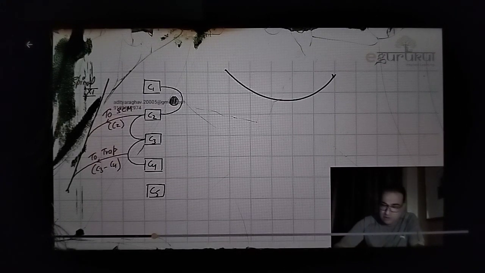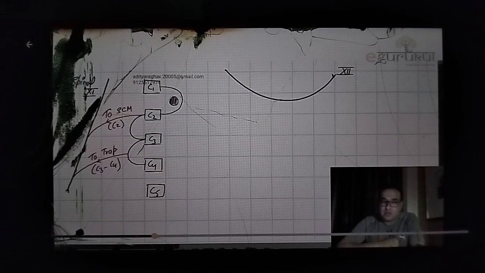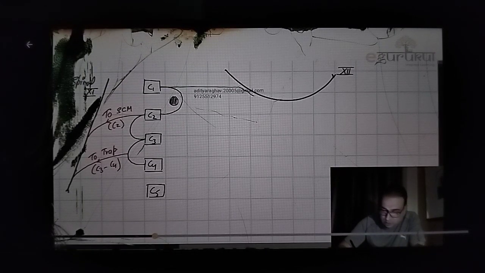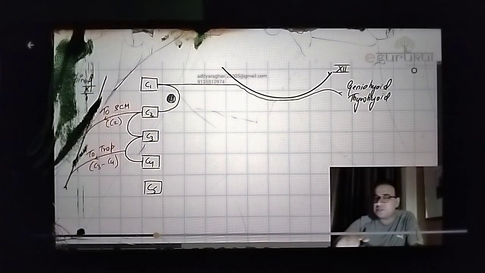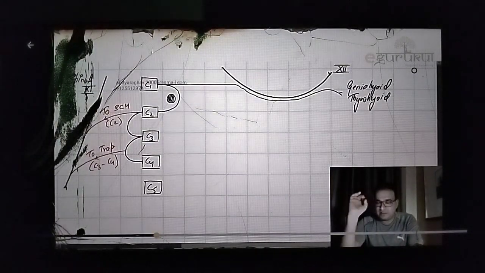Hypoglossal nerve. We talked about this. Hypoglossal nerve, it receives a communication from C1. C1 nerve, using the hypoglossal nerve, supplies two muscles, if you remember. Which two muscles? One was geniohyoid and one was the strap muscle, that was thyrohyoid. In fact, thyrohyoid, we said, is the only strap muscle supplied by the C1 using the hypoglossal nerve.